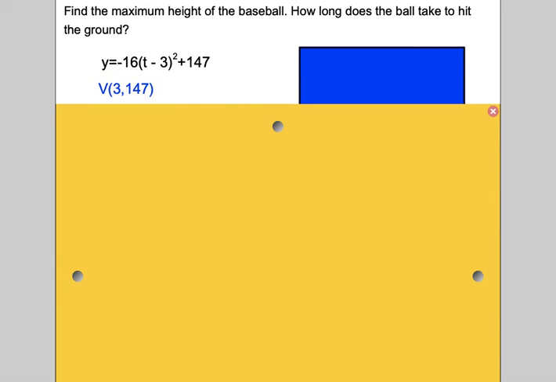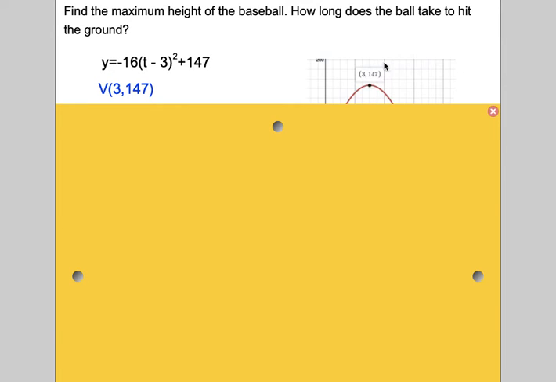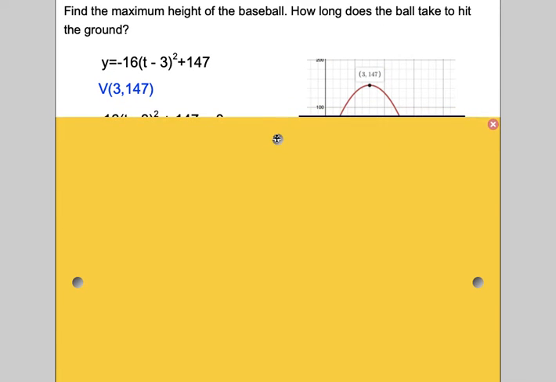Okay, if I graph this, we would have part of a graph, the part you can see here, kind of hiding some stuff. Okay, the ball hits up and comes back down. So that is the maximum height. So after 3 seconds, the ball is at a maximum height of 147 feet.